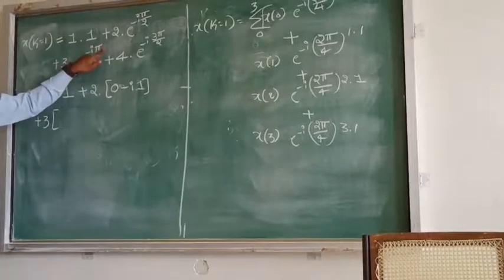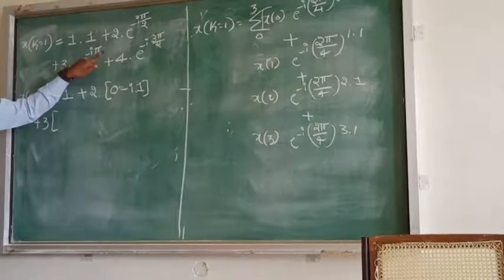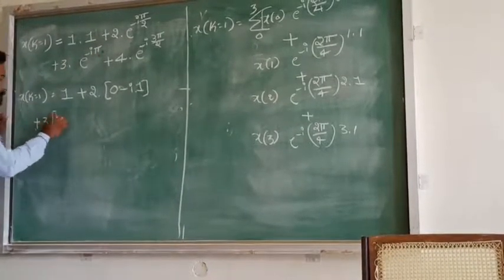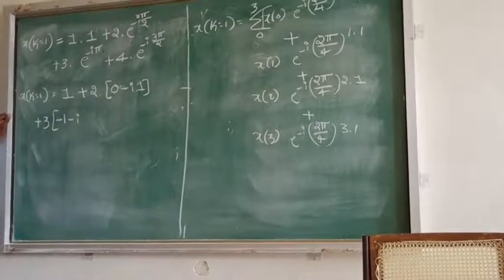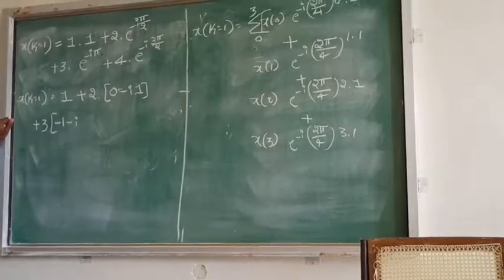Similarly, plus 3 into e raised to minus i pi, cos pi minus i sin pi, cos 180 minus i sin 180. Cos 180 is minus 1, right? Minus i sin 180 is 0. Sin 180 is how much? Cos 90 is 0, sin 180 is 0. Yes, 0.